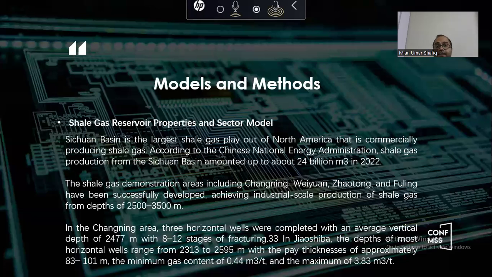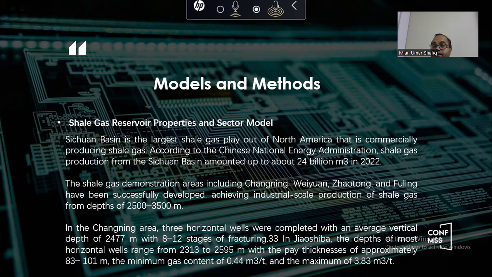So, shale gas reservoir properties and sector model. The Sichuan Basin, basically this is a basin in China. We use the data of that basin to make our model. It is the largest shale gas player outside of North America that is commercially producing shale gas.